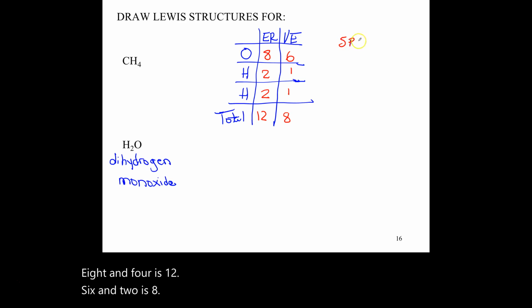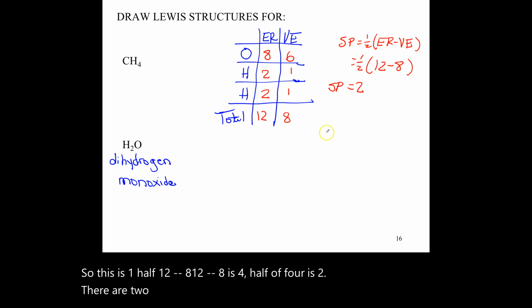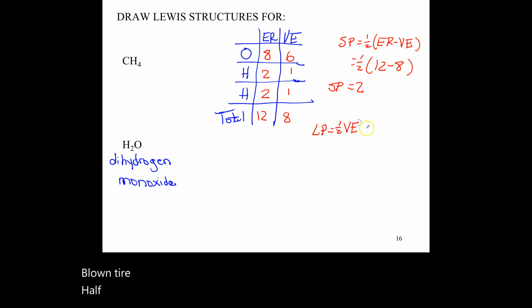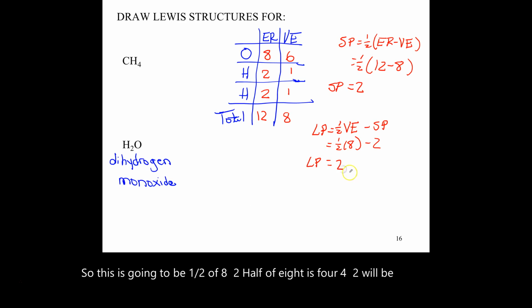For shared pair, it's 1/2 of the electrons required minus the valence electrons. So this is 1/2 of 12 minus 8. 12 minus 8 is 4. Half of 4 is 2. There are 2 shared pair. Lone pair. Half the valence minus shared pair. So this is going to be 1/2 of 8 minus 2. Half of 8 is 4. 4 minus 2 will be 2 lone pair.